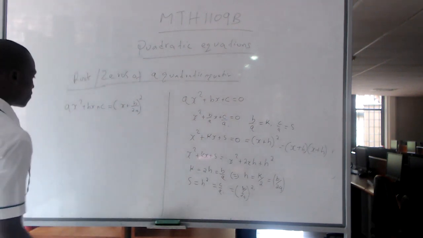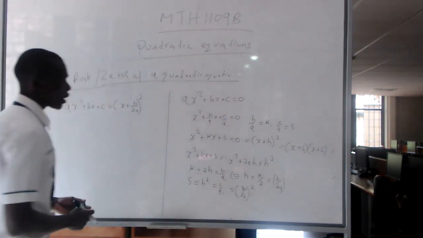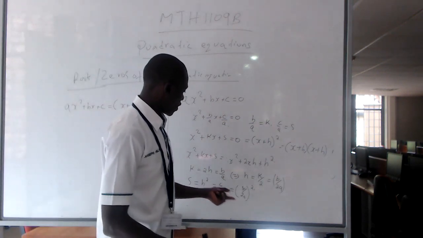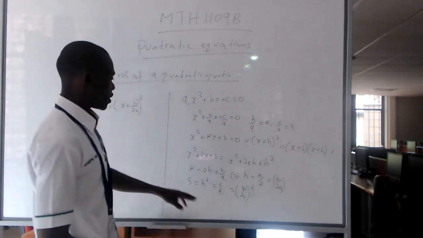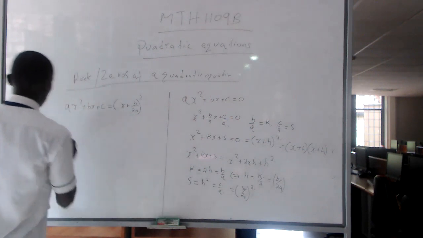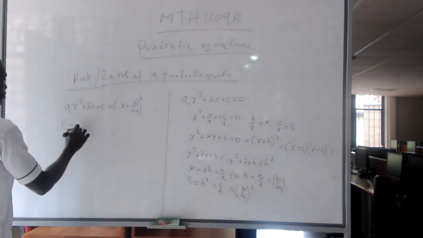Let's take an example of how to complete the square. To complete the square, you simply need to add (b divided by 2a) squared. This is what you need to add: (b divided by 2a) squared. Example.